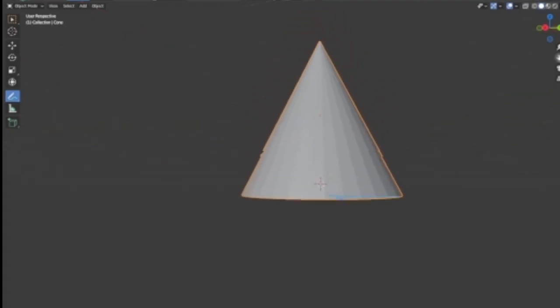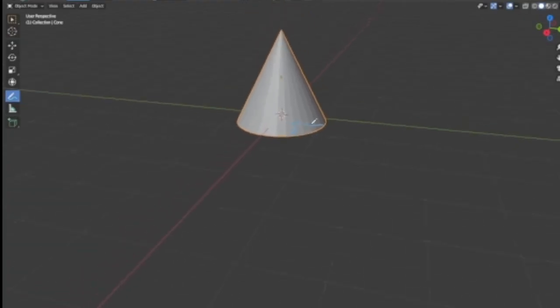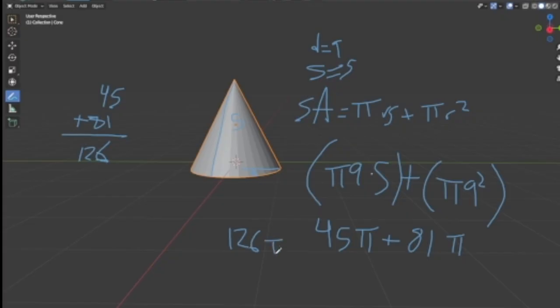Question 3. Find the surface area of a cone where its radius is 9 and its slant height is 5. The answer was 126 pi.